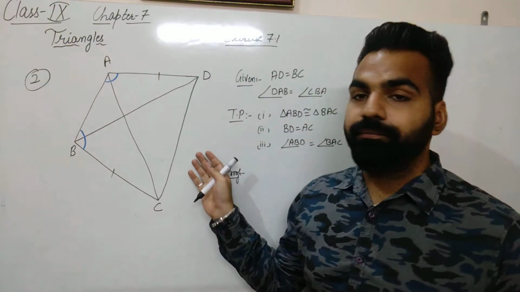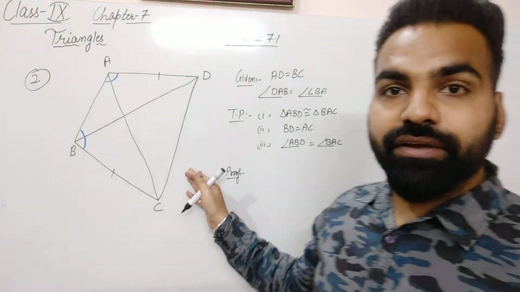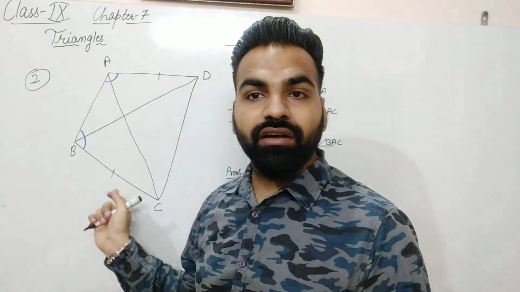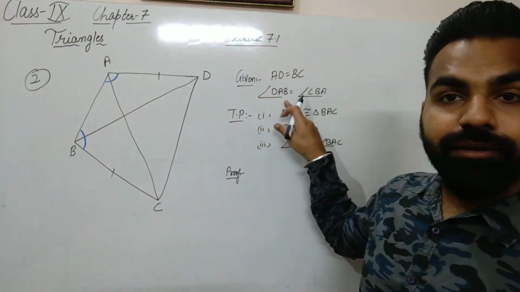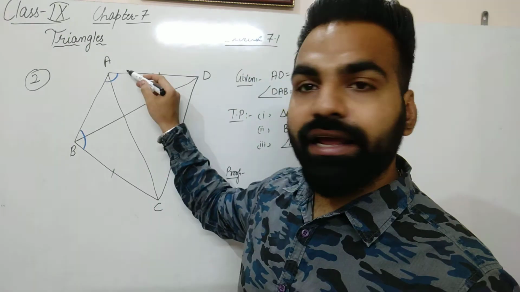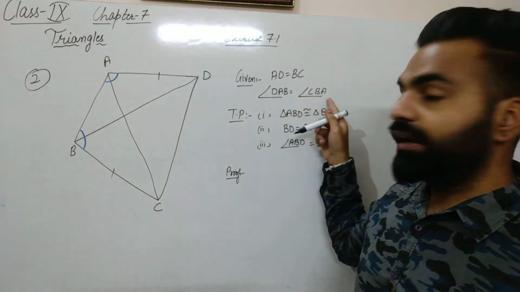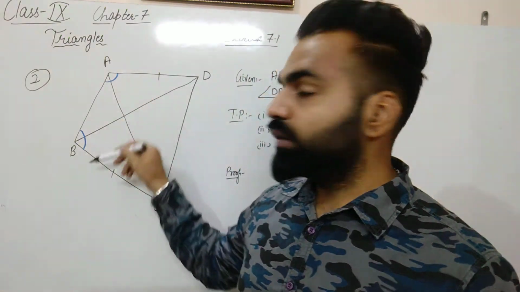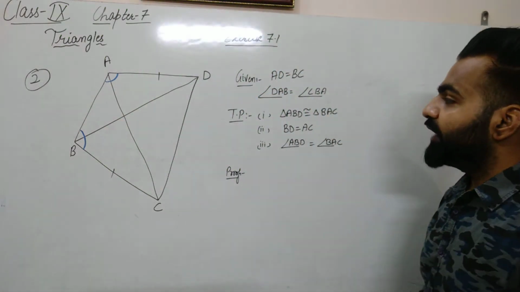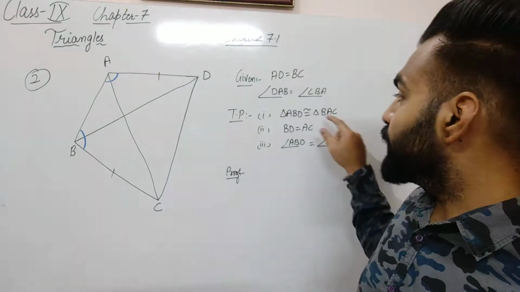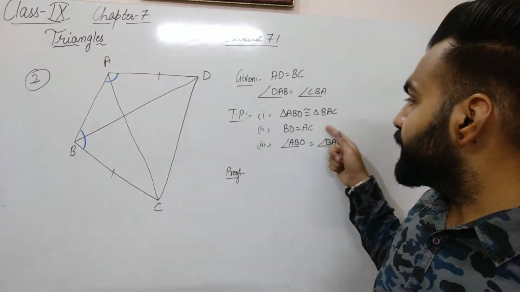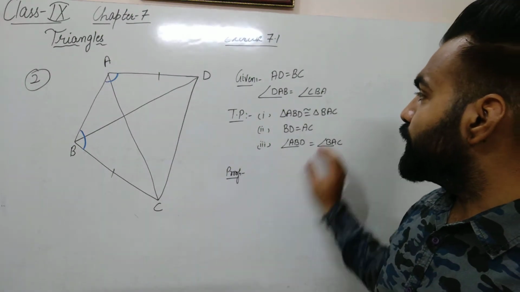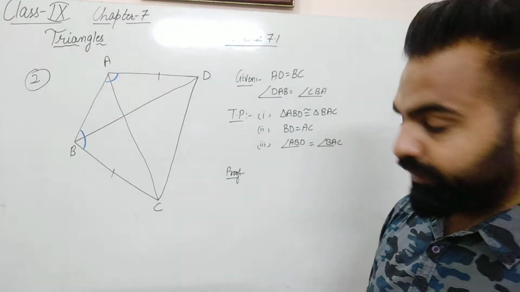See the figure here. This is the figure. It is given in the question that AD is equal to BC. These two sides are equal here. Angle DAB means that this complete angle A is equal to angle CBA, that is this complete angle B here. So these two angles are equal. We have to prove three parts. First of all, we have to prove triangles congruent, and from that we have to prove further two parts here. So first of all, we will prove the triangle congruent here.